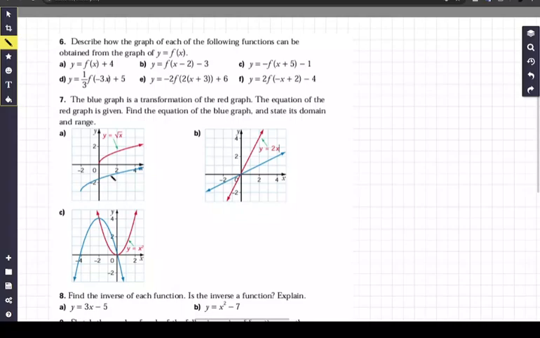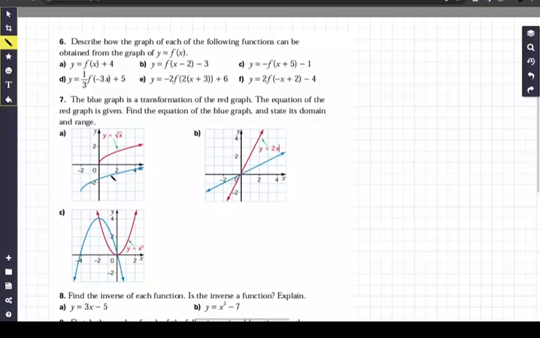For E, we are flipping this about the x-axis right away. We're multiplying all the y values by 2. We are horizontally compressing this by a factor of 1/2. We're moving this picture 3 units to the right. Sorry, 3 units to the left. And we're moving this entire picture 6 units up. So that's all the transformations.